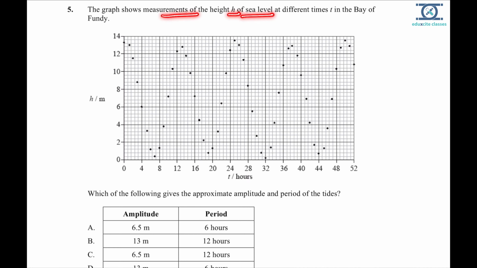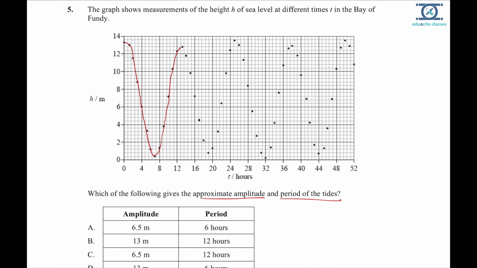Now question number 5, there is a measurement of the height h of sea level at different times t of a Bay of Fundy. Now you just have to find out which one is the approximate amplitude and the period of the tides. So these are the dots. You just draw a freehand sketch, so you will get an idea of the pattern of the wave forming.